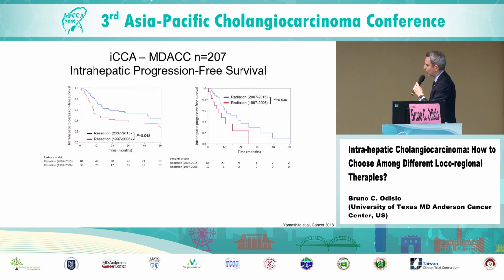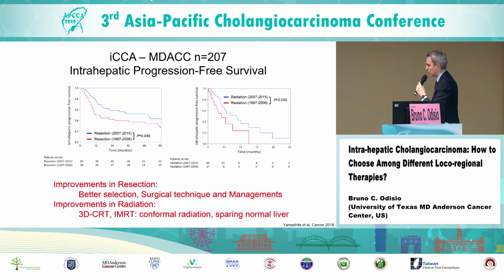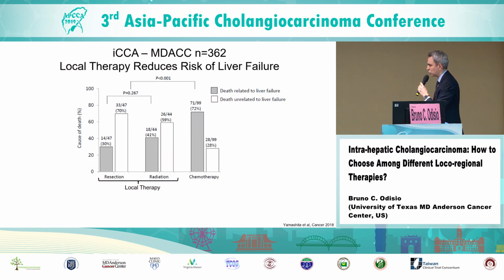And when we take a look at the intrahepatic progression-free survival on those 2 time points as well, 1997 to 2006 and 2007 to 2015, we also show that surgery and radiation improve their ability to control the liver disease. And this is pretty much related to better selection, surgical technique and management on patients undergoing resection, and on patients undergoing radiation, to the use of more accurate radiation therapy delivery that promotes a higher dose to the tumor, conformal radiation, and spares the normal liver from the deleterious effects associated with radiation. This study also showed that most of the patients who had resection or radiation tend to have death not related to liver failure as compared to patients who had chemotherapy alone.